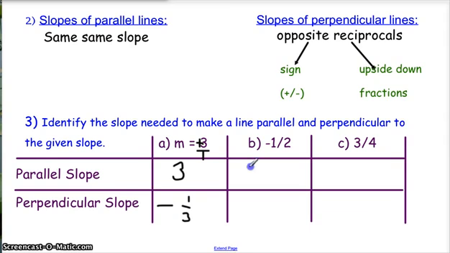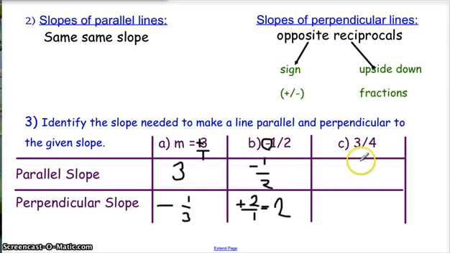Letter B, to be parallel to negative 1/2, it's the same value as negative 1/2. To be perpendicular, we need the opposite sign. Since that's a negative, opposite is a positive. Flip the fraction upside down, the 2 goes on top, the 1 goes on bottom, which leaves you with 2.